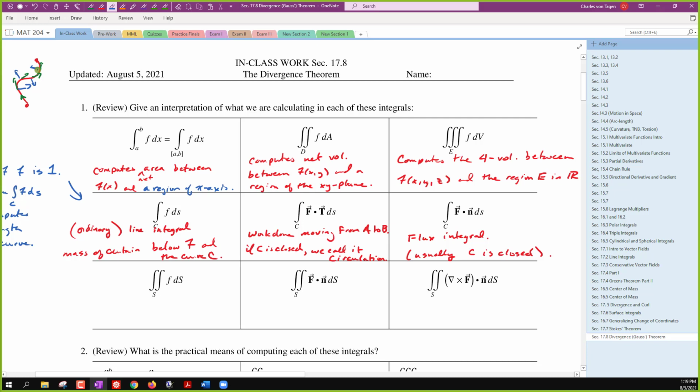Plus, generally we think of flux being across a small region. That just fits with the physical interpretations of, in physics or engineering, why would you want to compute this? Usually it's because you're talking about a closed interval. Okay? So flux versus circulation.